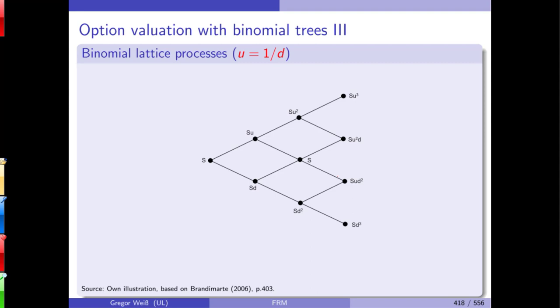By the way, the difference is, it could have also looked like this. And these two here would not be equal. But if you set u equal to 1 over d, and you multiply all those probabilities, you can see that, again, these two points will be the same, they will be S again. And this is a simplification. So S goes up and it goes down and then it will be S again. So this is a binomial lattice.